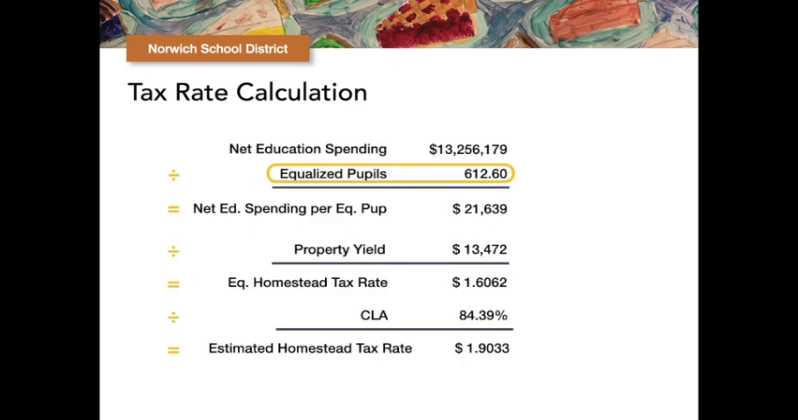We then divide that number by the number of equalized pupils to get our net ed spending per equalized pupil. Next, we divide that by the yield number to give the equalized homestead tax rate. And then finally, we divide that by the common level of appraisal, or CLA, to get our final estimated homestead tax rate.